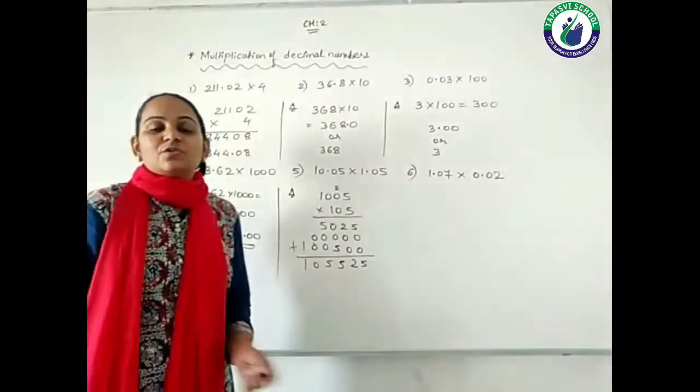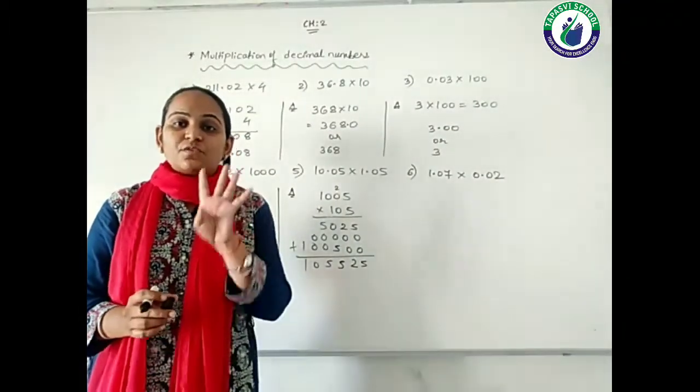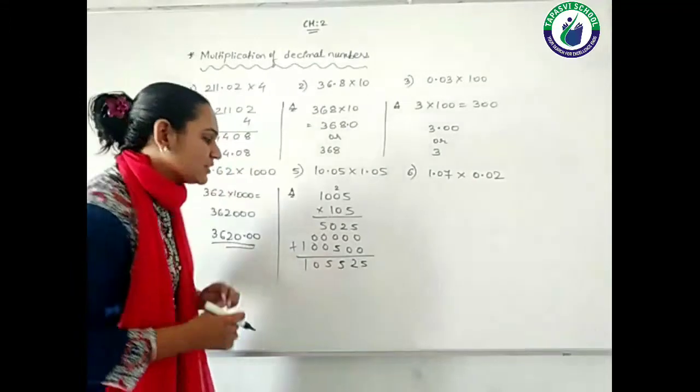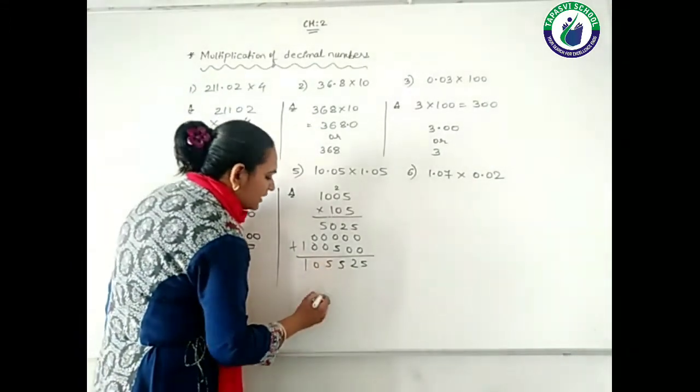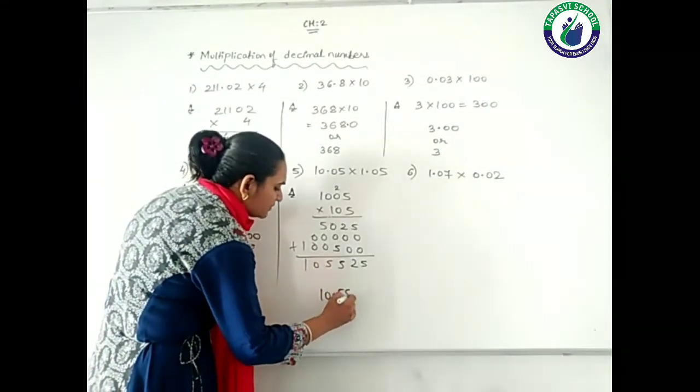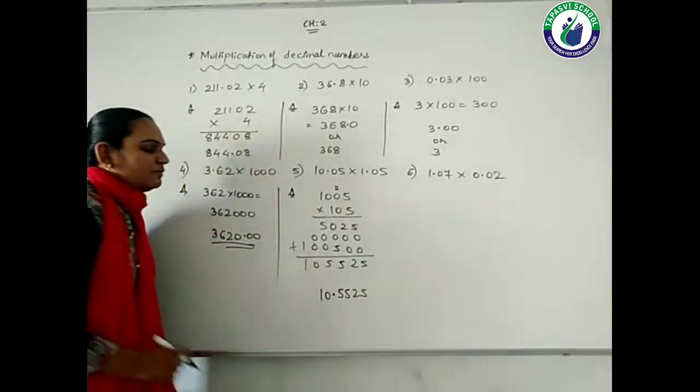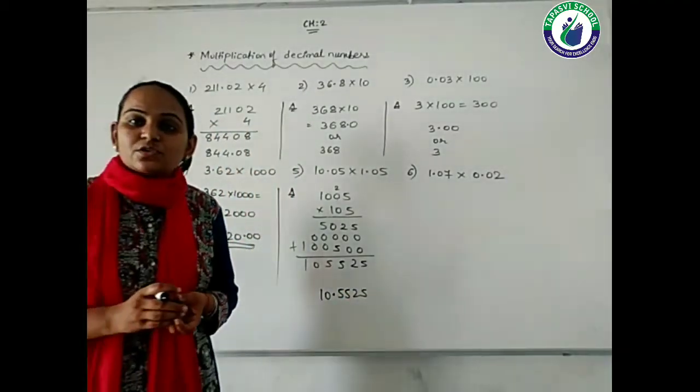Okay, in this answer how many digits do we have to leave, students? 4 digits and then put the decimal point. So 1 2 3 4. That means your point will come here. So it's 10.5525. Is it okay to all of you?